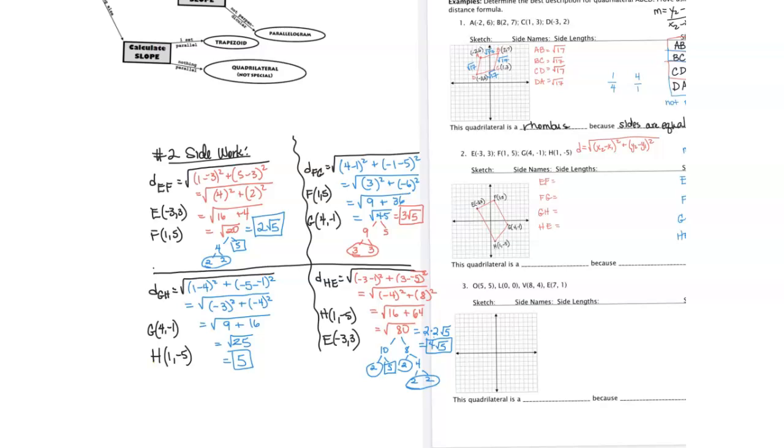So filling in all of our side lengths, EF, we had 2 times the square root of 5. FG, we have 3 times the square root of 5. GH, we have 5. And HE, we have 4 times the square root of 5.